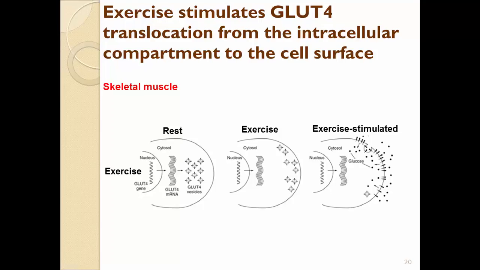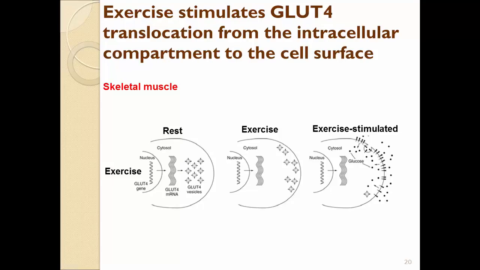Remember, during exercise, because the muscle utilizes a lot of glucose, glucose levels are relatively low compared to the resting condition. Insulin levels are also relatively low under exercise. So even under not-high levels of insulin, muscle cells can still take up a lot of glucose, because exercise stimulates glucose movement to the cell surface.